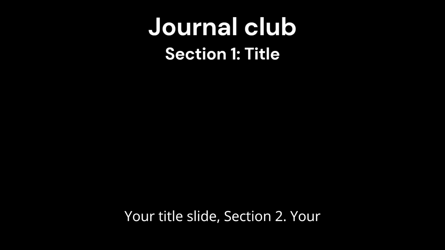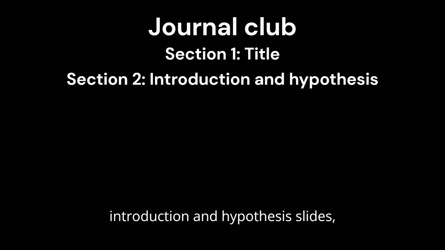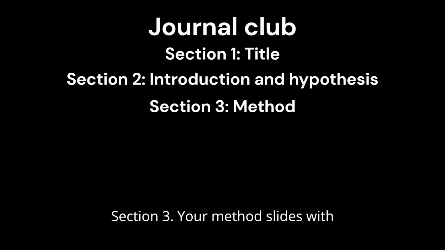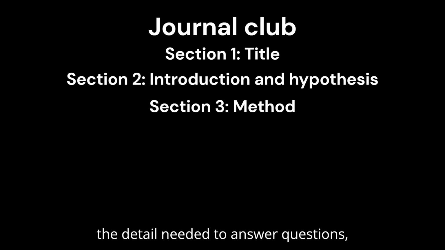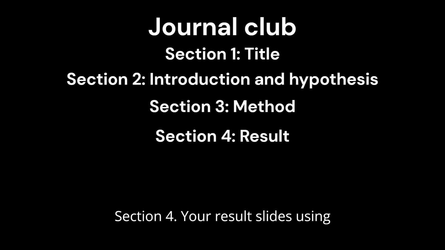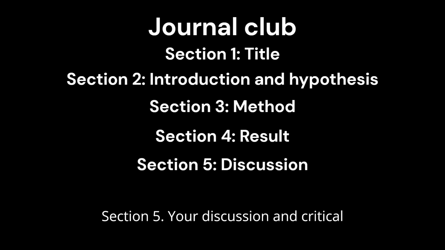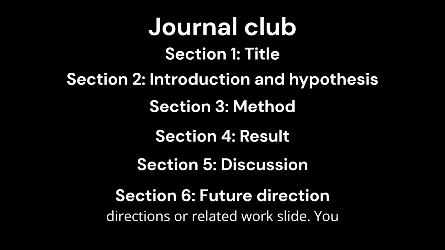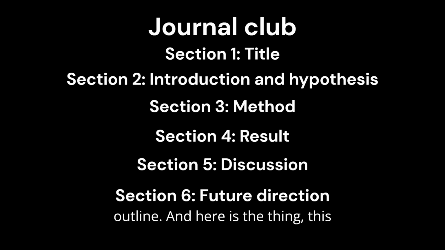For Journal Club specifically, look at how this maps out. Section 1. Your title slide. Section 2. Your introduction and hypothesis slides. Section 3. Your method slides, with the detail needed to answer questions. Section 4. Your results slides, using that figure table as your guide. Section 5. Your discussion and critical analysis. And Section 6. Your future directions or related work slide. You basically have your entire presentation outline.